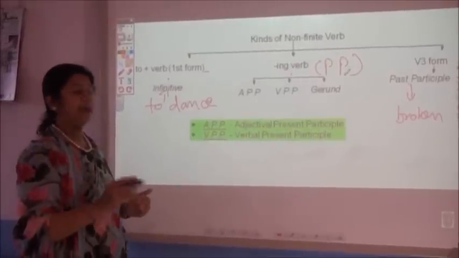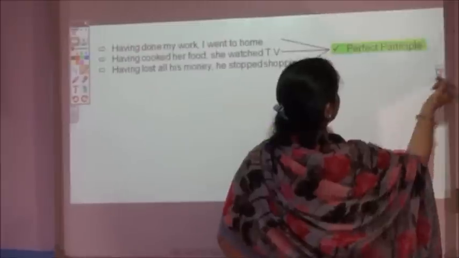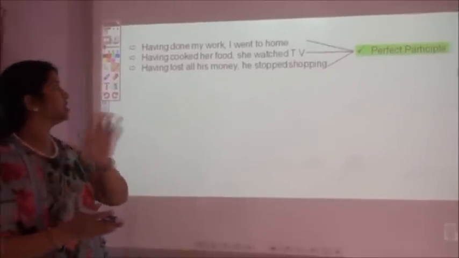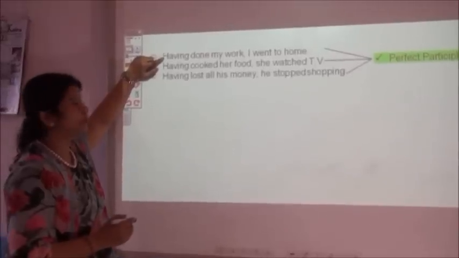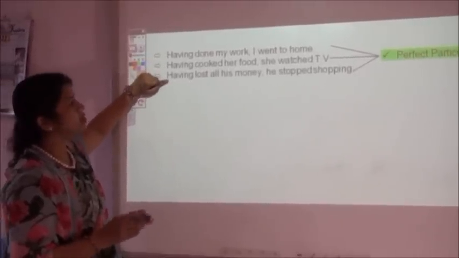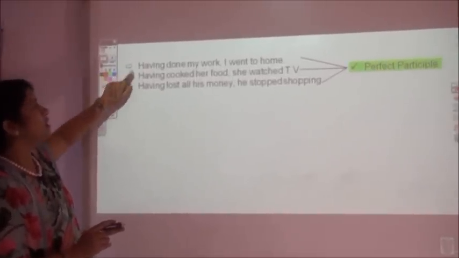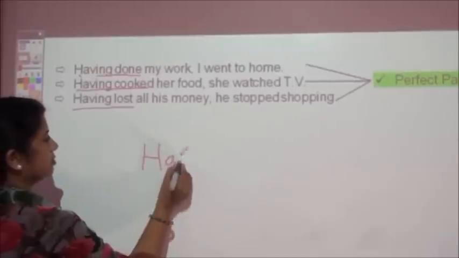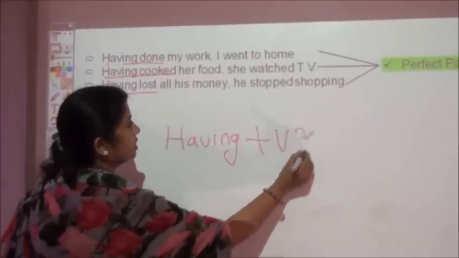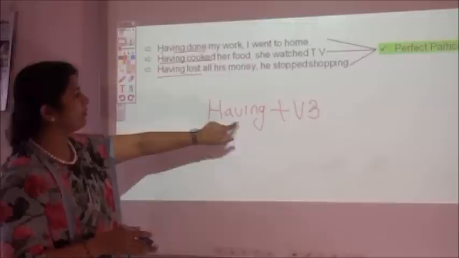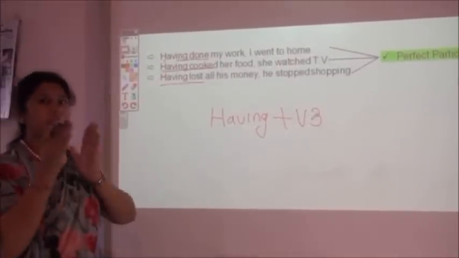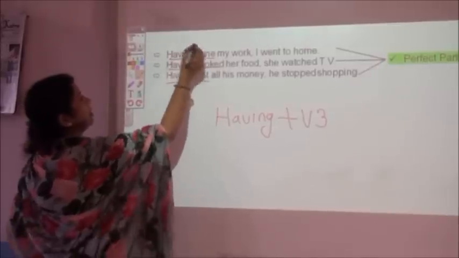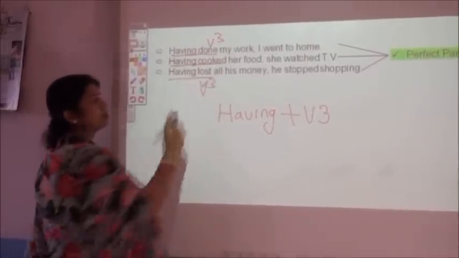But nowadays one more addition is there for this, and that is what? Perfect participle. Clear? There are non-finite verbs which are called perfect participle. Which are those? See this example. Having done my work, I went home. Having cooked her food, she watched TV. Having lost all his money, he stopped shopping. It is very easy. You need to focus on only what? Having done, having cooked, having lost. That means having plus V3, the third form of the verb. Wherever you find having plus V3, those verbs are called non-finite verb. Which kind of non-finite verb? Perfect participle non-finite verb. Is it clear? Here having is what, and done is V3, cooked is V3, and lost is also V3. Fine.